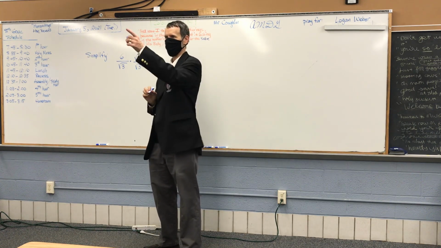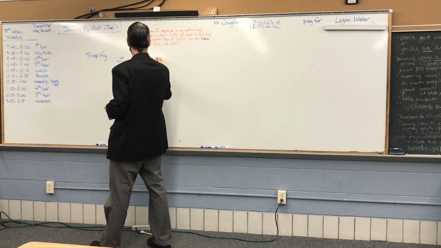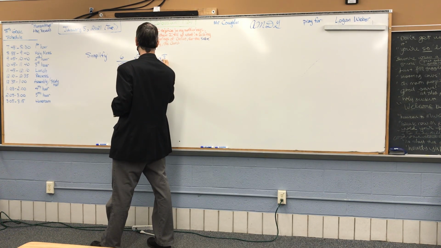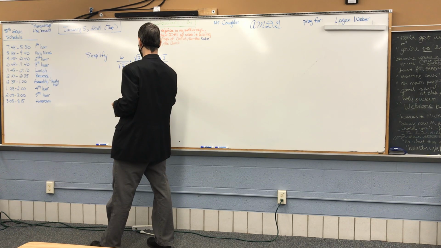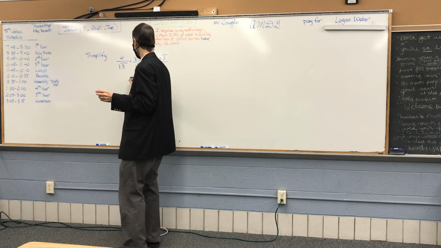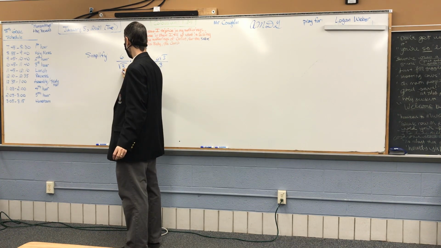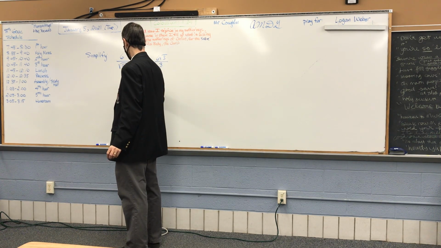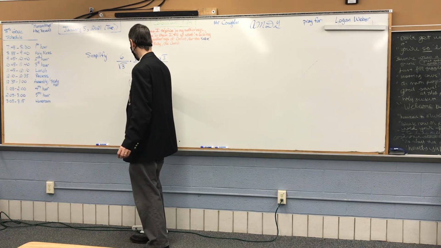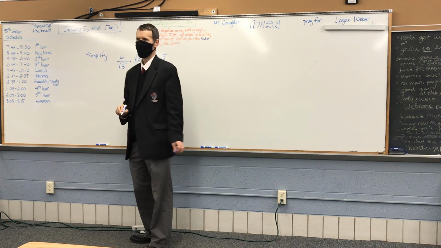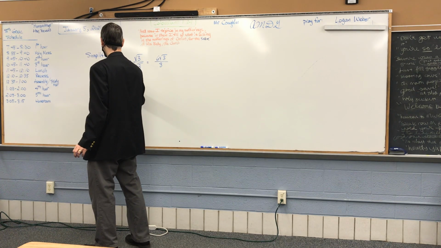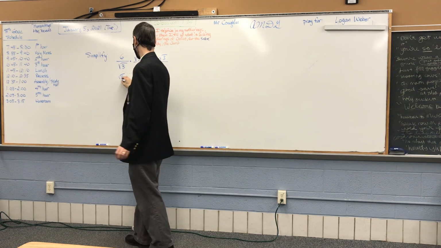Max: Unsimplified, 6 radical 3 over 3. The number 3. Where do you get the number 3 from? Well, a radical squared is the number inside the radical. Yeah, that's true. In other words, the square and the square root cancel.